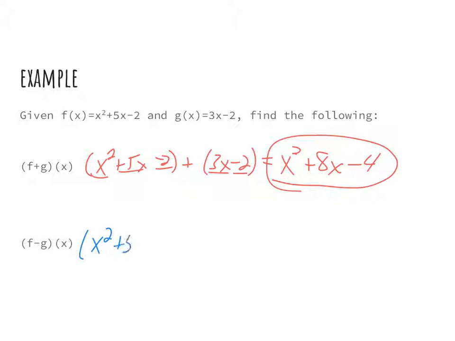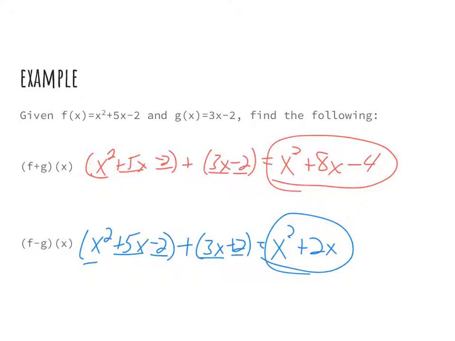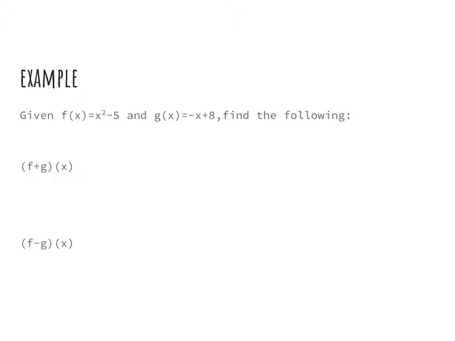Subtracting, I have x squared plus 5x minus 2, and I'm going to subtract 3x minus 2. Again, like terms, I only have the x squared, so I leave that as it is. 5x minus 3x is 2x. Negative 2 minus a negative 2 is the same thing as negative 2 plus 2, which gets me 0. So my final answer is x squared plus 2x. Go ahead and pause the video and do these ones on your own, and then hit play and see how you did.